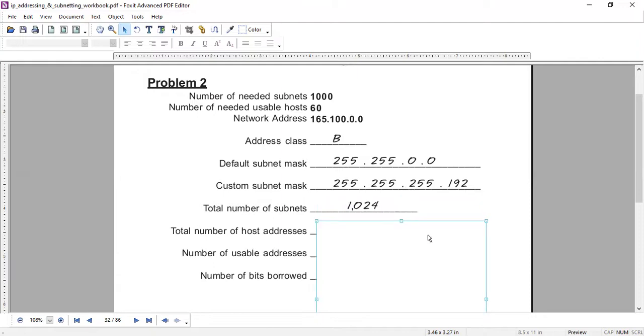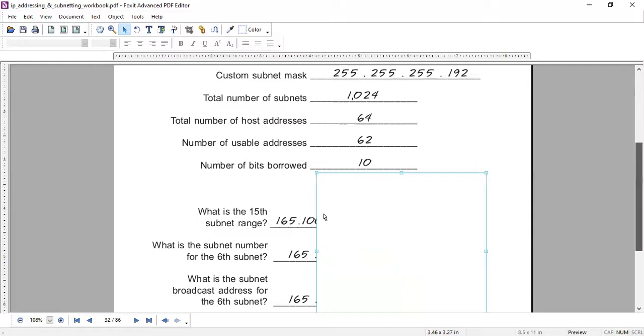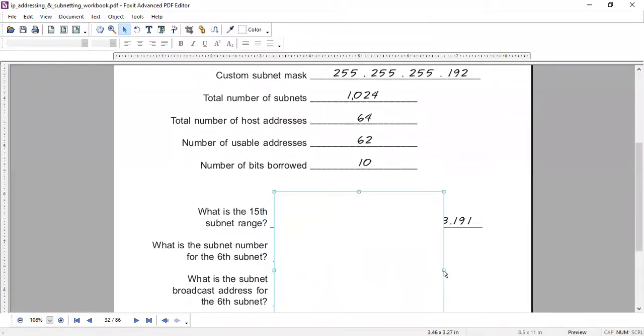Then how many subnets can you create? Because I told you to take 10 bits, 2 to the power 10, 1024. For the hosts you will be getting 6 remaining bits for the host part. So that is 2 to the power 6, 64. Usable 62 because you have to subtract 2. Number of bits borrowed 10. Is that correct, both of you? Yes, sir. Okay.